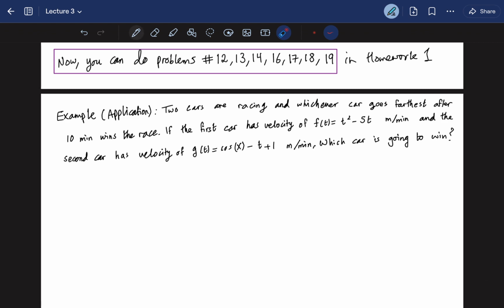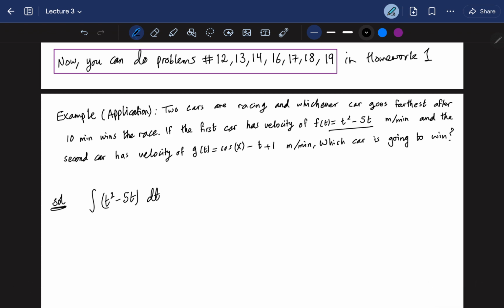So here, remembering the fact from the last video, the distance is just the area under the velocity function, but taking the area under the velocity function is just my integral. So if I evaluate the integral of my velocity, I should get my distance. So here, I want to find the integral for each car to see which car traveled further.